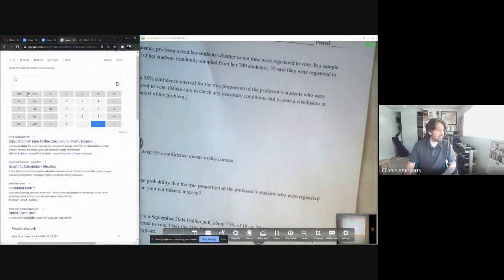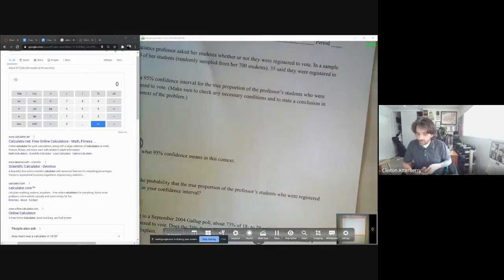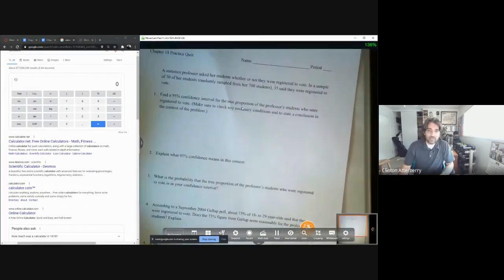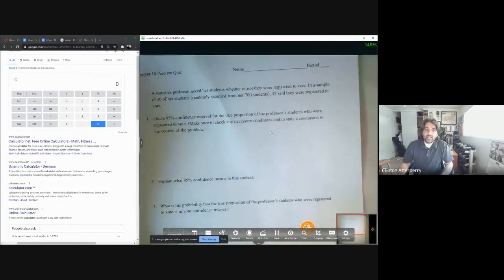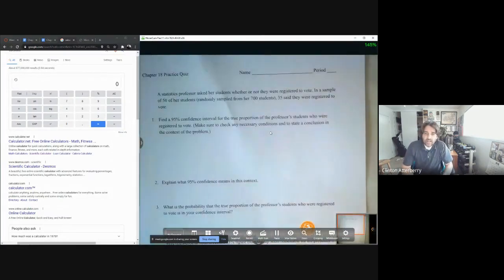Okay, so have that calculator out, or a calculator out that has square roots and stuff. So some things to note. They ask you a question here, and I like to start by writing out what they told me. So what did they tell me? They say a statistics professor asked her students whether or not they were registered to vote. And a sample of 50 of her students, randomly sampled from her 700 students, 35 said they were registered to vote. So what do we have here?